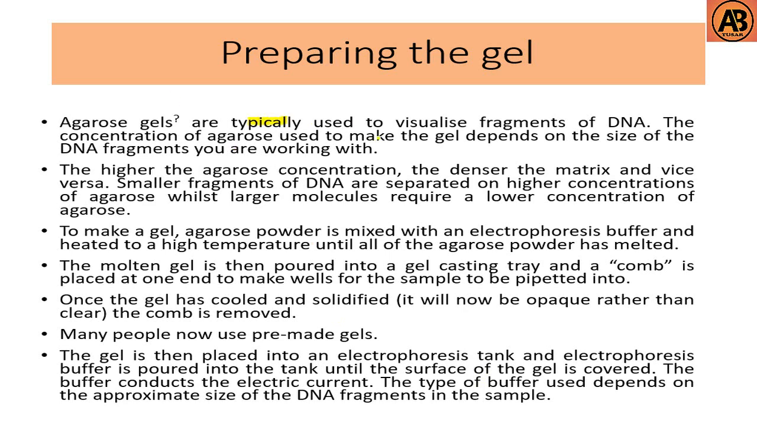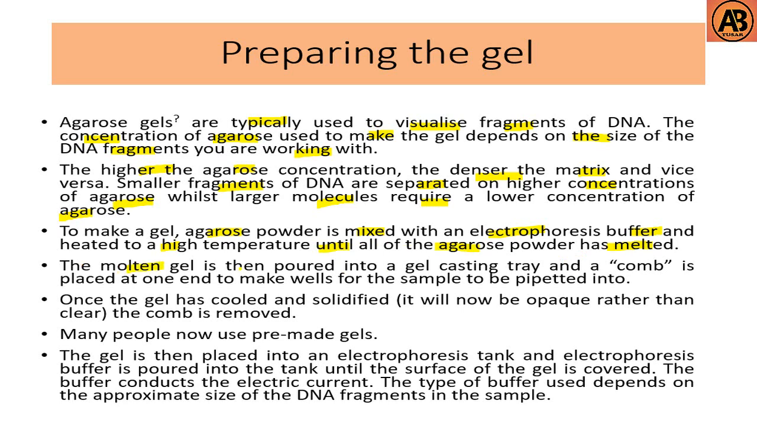Agarose gels are typically used to visualize fragments of DNA. The concentration of agarose used to make the gel depends on the size of the DNA fragments you are working with. The higher the agarose concentration, the denser the matrix, and vice versa. Smaller fragments of DNA are separated on higher concentrations of agarose, while larger molecules require a lower concentration of agarose. To make a gel, agarose powder is mixed with an electrophoresis buffer and heated to a high temperature until all of the agarose powder has melted.